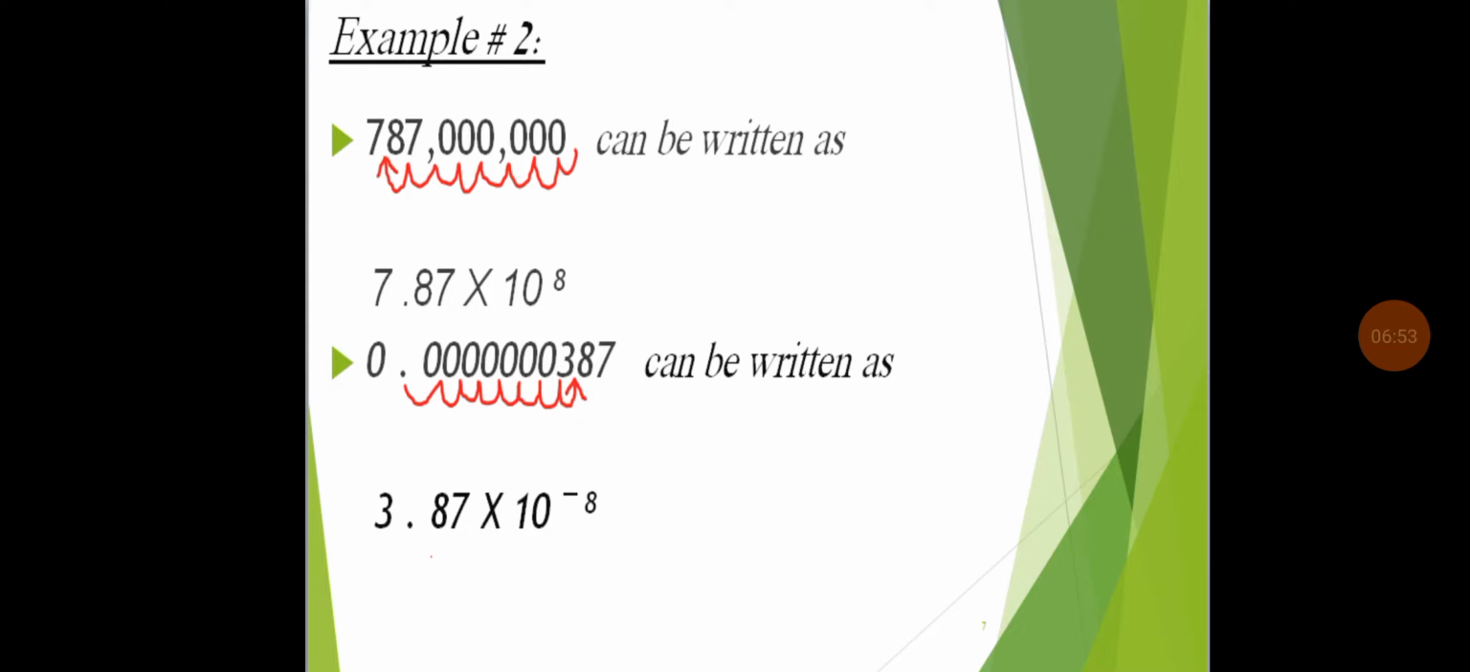So I hope that from these two examples you will be clear about the standard form or scientific notation, that is, how we will convert the greater or smaller value into standard form.